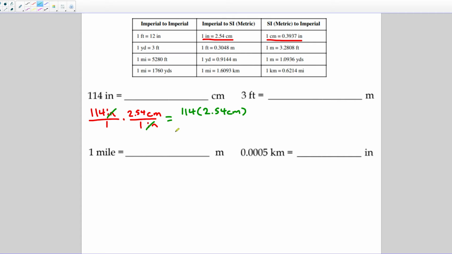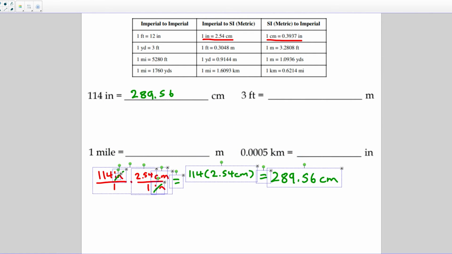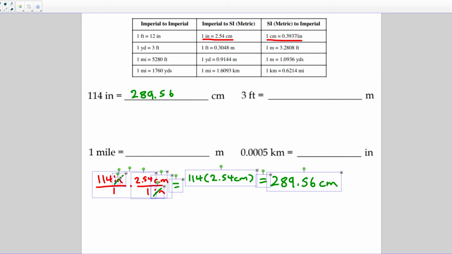So we can go ahead, multiply our two numbers here, and we're left with 289.56 centimeters. Now, taking a look at that conversion factor in the third column, let's move our work aside and let's see what happens if we were to use this conversion factor instead.